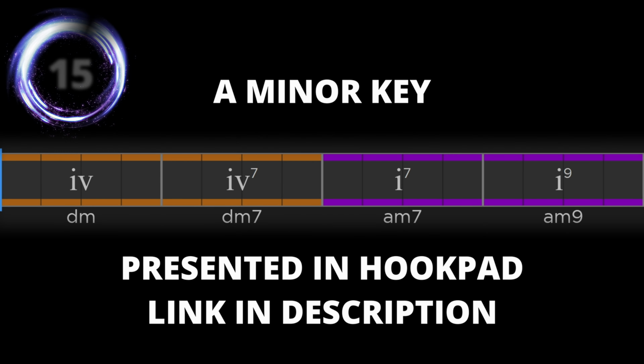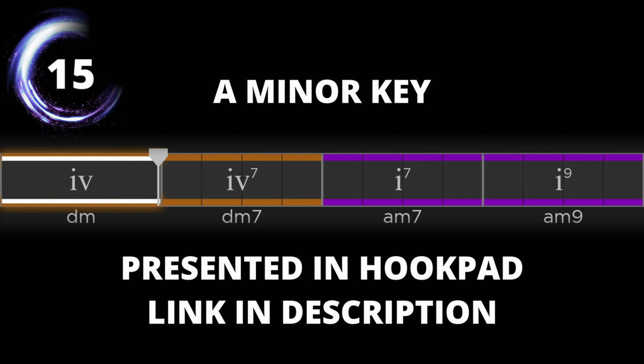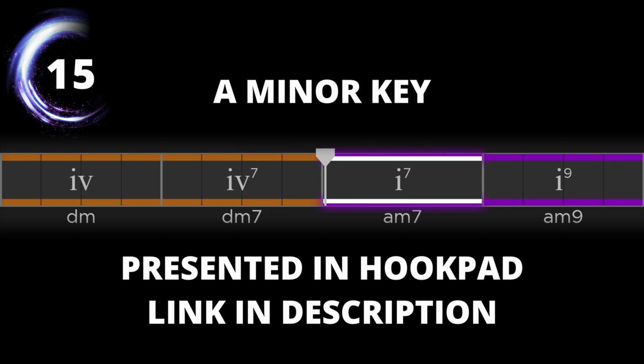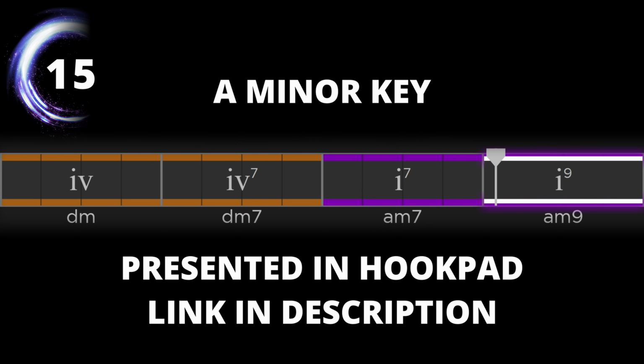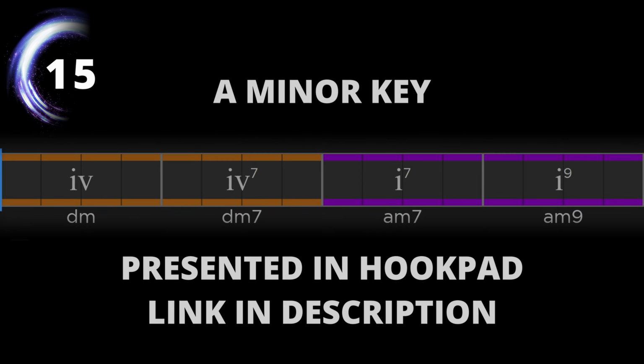I move to minor key examples now, and number 15. 4, 4 minor 7th, 1 minor 7th, 1 minor 9th. Here is another example of the minor 9th chord pairing with the minor 7th. This will be a common theme throughout this video. This example can be heard in the song Dreamer from the Sega Genesis game Streets of Rage 2.